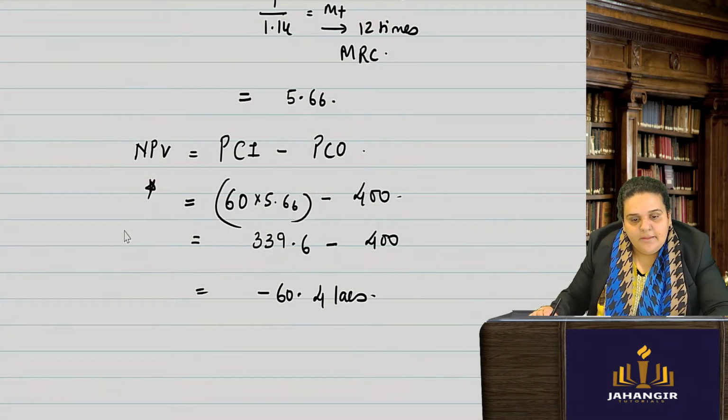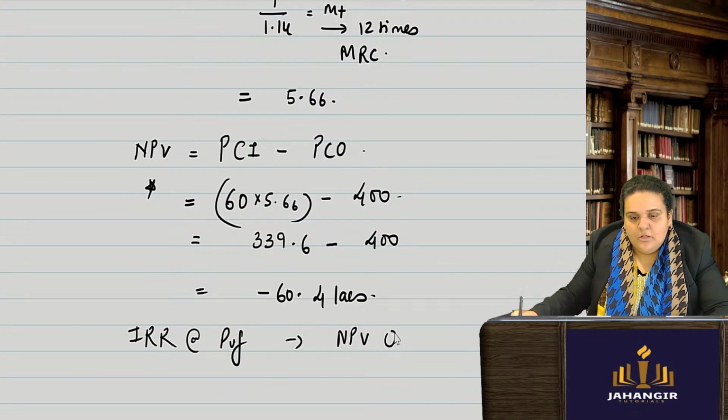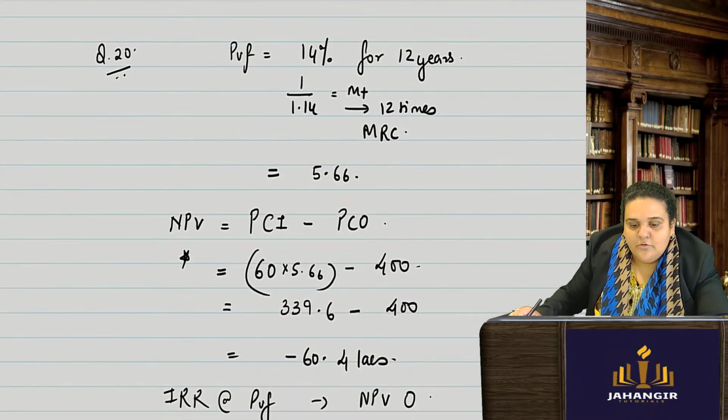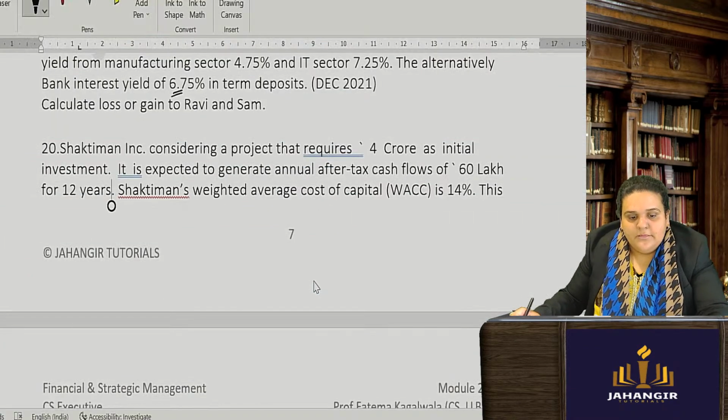And they are asking me my IRR. IRR means the rate at which NPV will become 0. So obviously I have to go less than 14% to get the NPV to 0, because my answer is coming in negative.